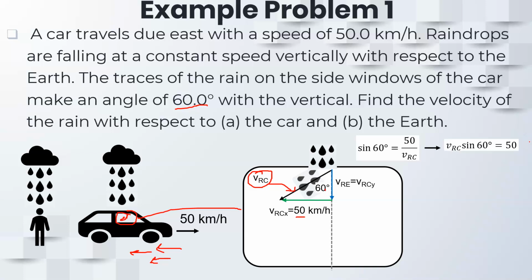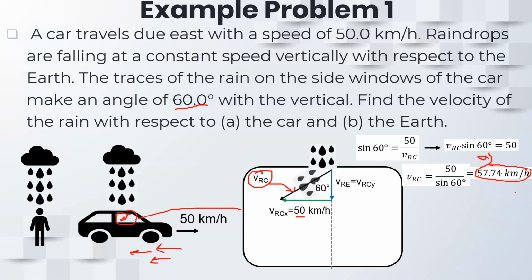And then I'll divide both sides by the sine of 60 degrees. And you get 57.74 kilometers per hour. So this is our answer to part A.